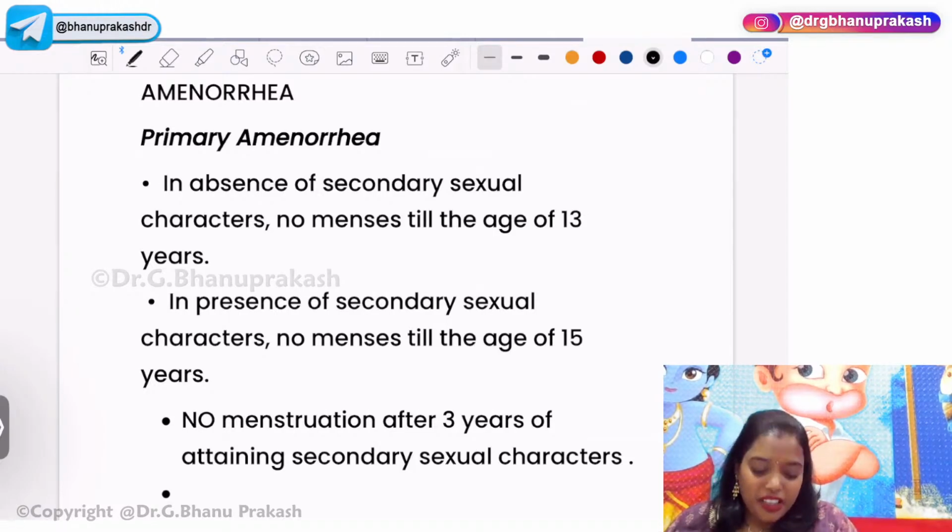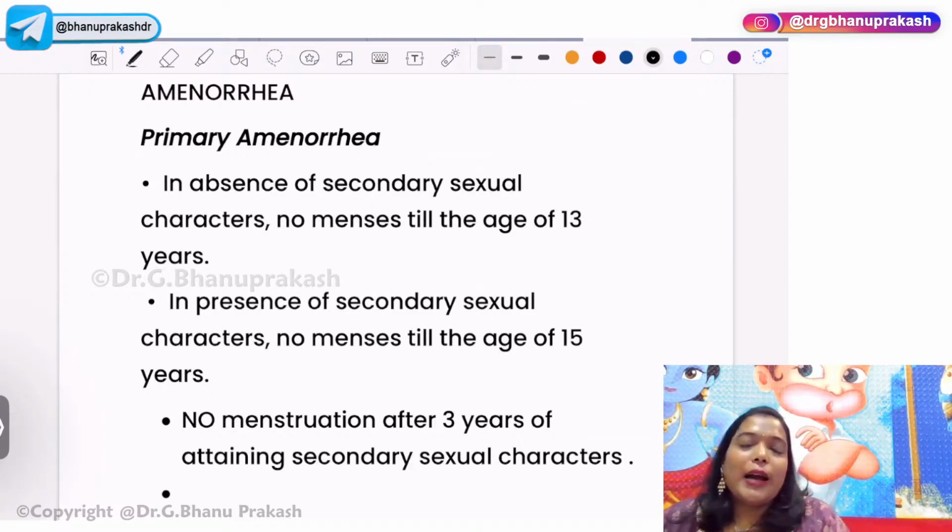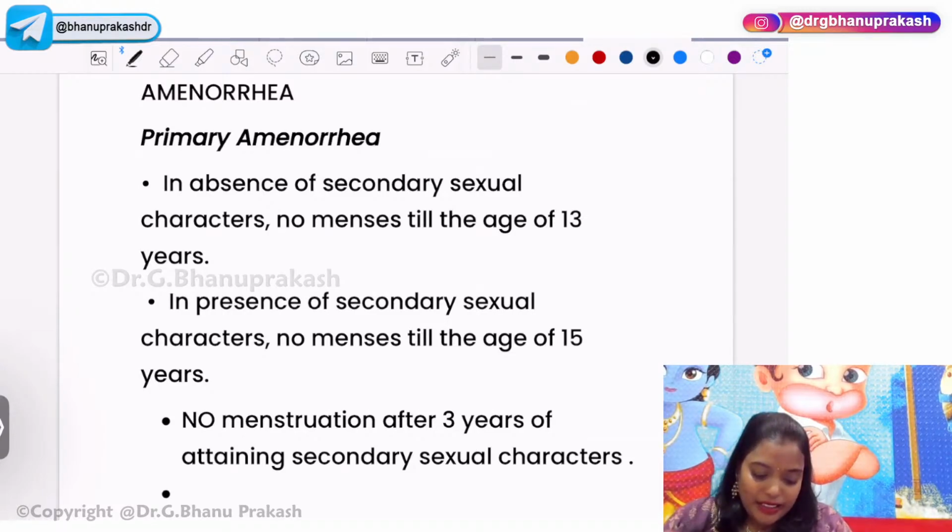What are the definitions of primary amenorrhea? In the absence of secondary sexual characteristics, no menses till age 13 years. In the presence of secondary sexual characteristics, no menses till age 15 years. No menstruation after 3 years of attaining secondary sexual characteristics. Okay.